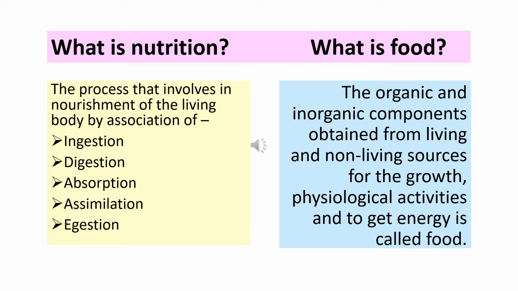What is nutrition? It is the process involved in nourishment of the living body through a combination of processes. What are those? Ingestion, digestion, absorption, assimilation and egestion. All together it is called nutrition. For this nutrition, all living beings need food. So what is food? Food is the organic and inorganic components obtained from living and non-living sources for growth, physiological activities and to get energy.